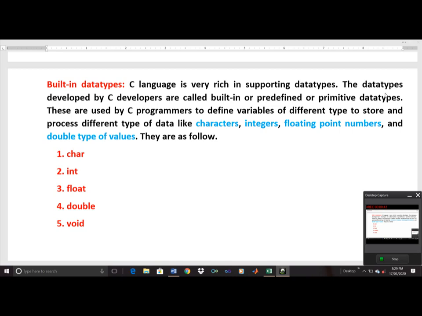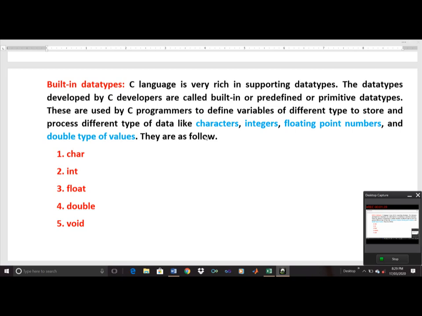The data types developed by C developer Dennis Ritchie with his team members are called built-in data types or predefined or primitive or basic or fundamental data types. These are used by C programmers. That means these are used by us to define variables of different types so that we can store and process different types of data like characters, integers, floating point numbers, double type of values.